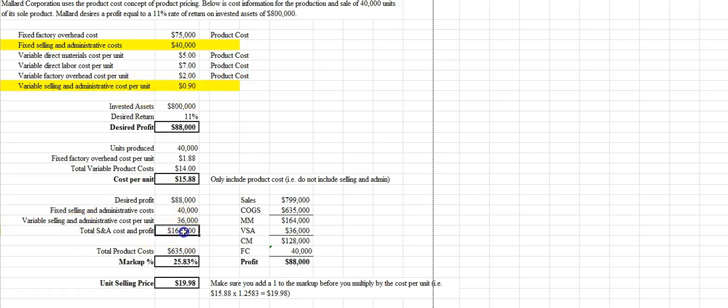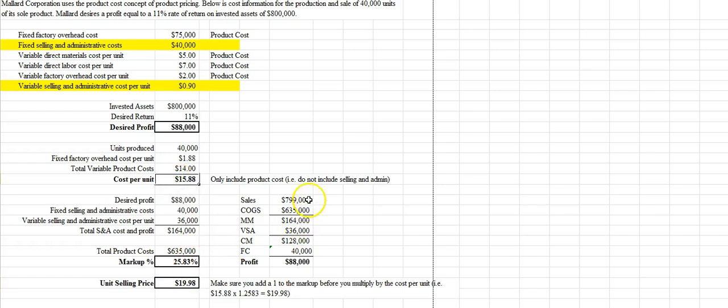So I want my sales price to be $164,000 over my product cost. That way I can cover all my costs and have a profit of $88,000. So we determine what that is on a percentage basis. So what is 164 of 635? That's 25.83%. So now you take your cost and you increase it by 25.83. You do it like this. 15.88 times 1.2583 is 19.98. So that's my selling price. My selling price is going to be 25.83% above my unit cost.